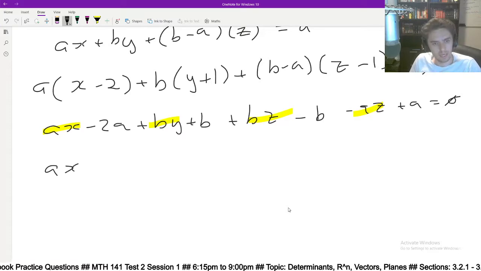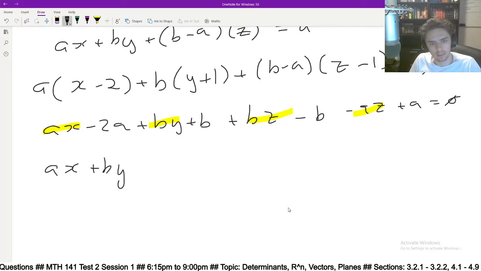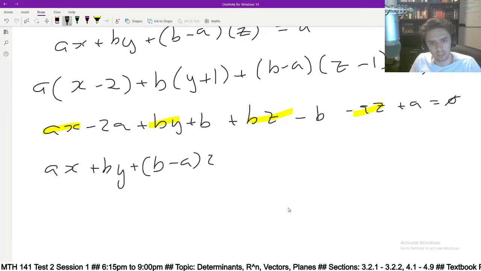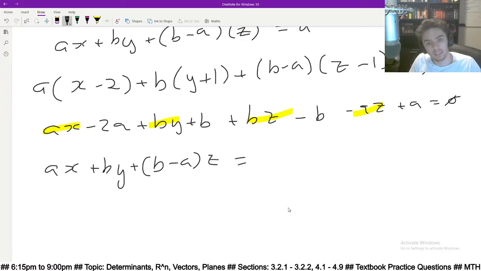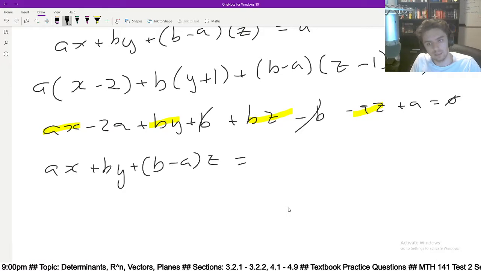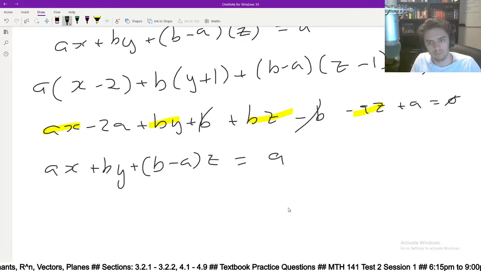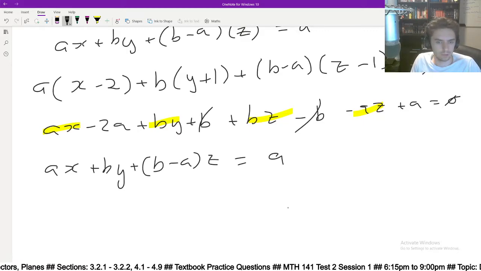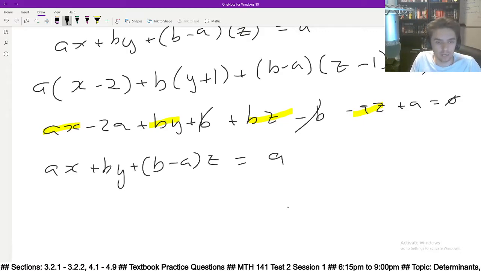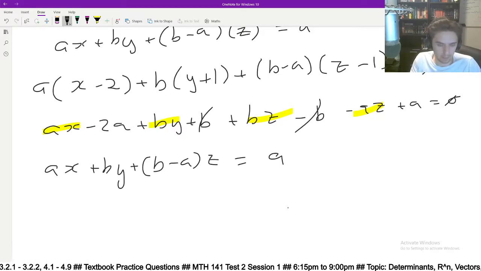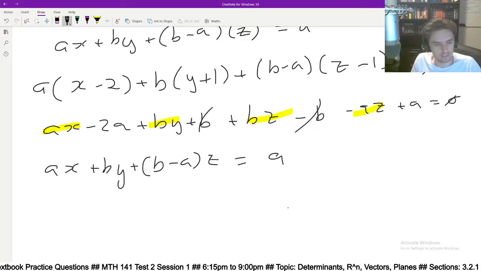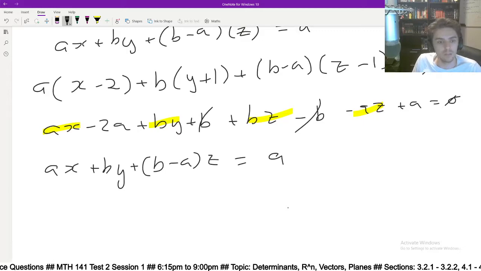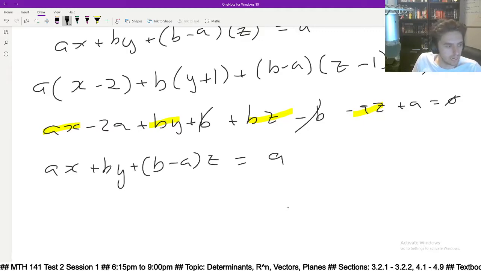So AX plus BY, and I'm going to write this as plus B minus A Z, because I can put these together and factor out the Z. And that's equal to, first of all, these cancel, A. And that's your equation. So we're looking for any plane where the normal is some number A, B, B minus A, equal to A. All of those planes that satisfy that will be containing those 2 points.